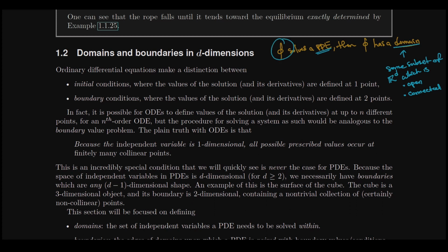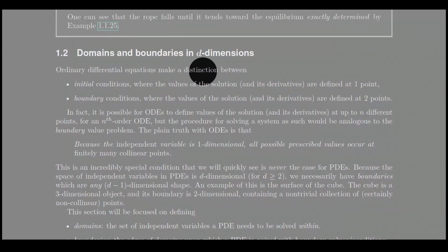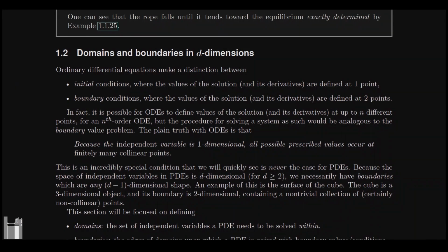Okay, well, if we jump back to ODEs, we often make this distinction between initial conditions and boundary conditions, right? So initial conditions are where the values of the solution are defined at one point. In ODEs, I'll have something like y of t solves an IVP if we have something like this.